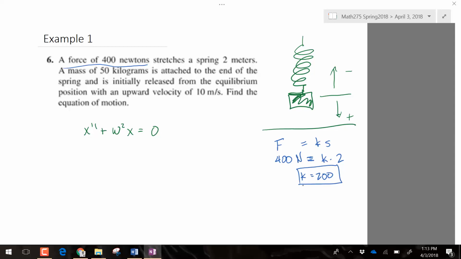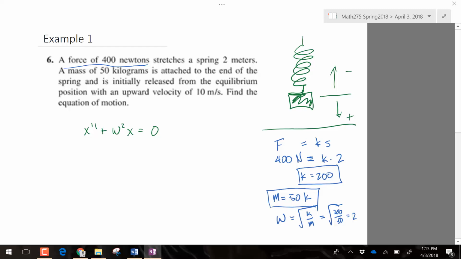Right? And then what's the mass? Mass is 50 kilograms. Do we stay with kilograms? And so here's our K and M, and so that's going to give our omega. Omega is equal to the square root of K over M. So that's the square root of 200 divided by 50. 4, 2. Is that right?